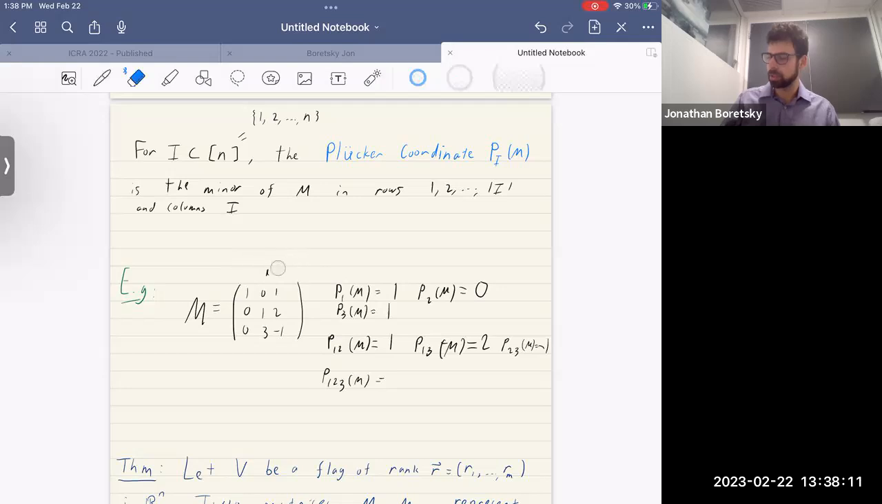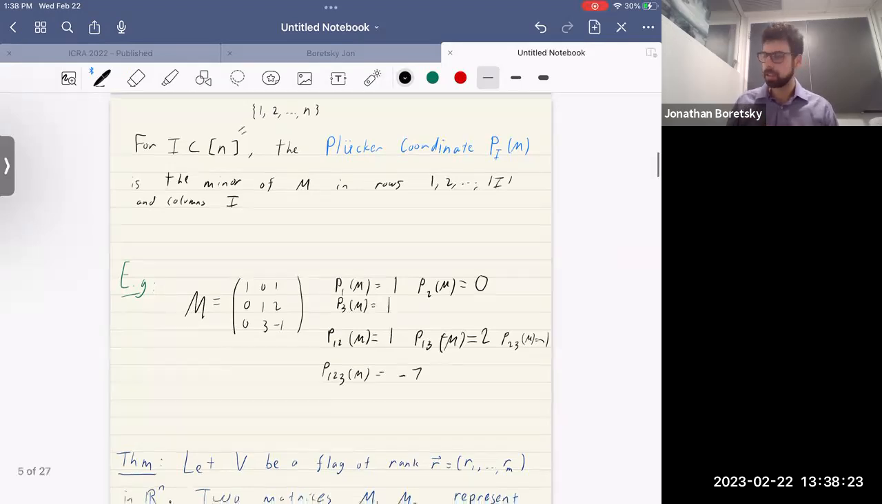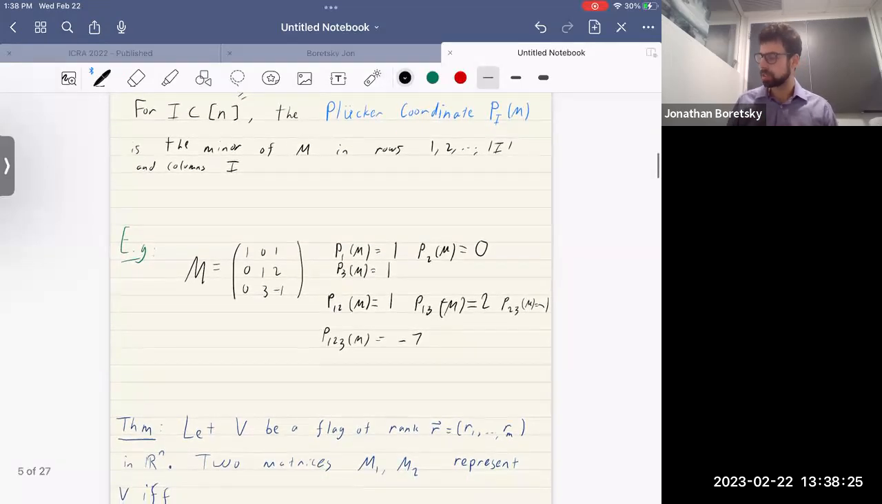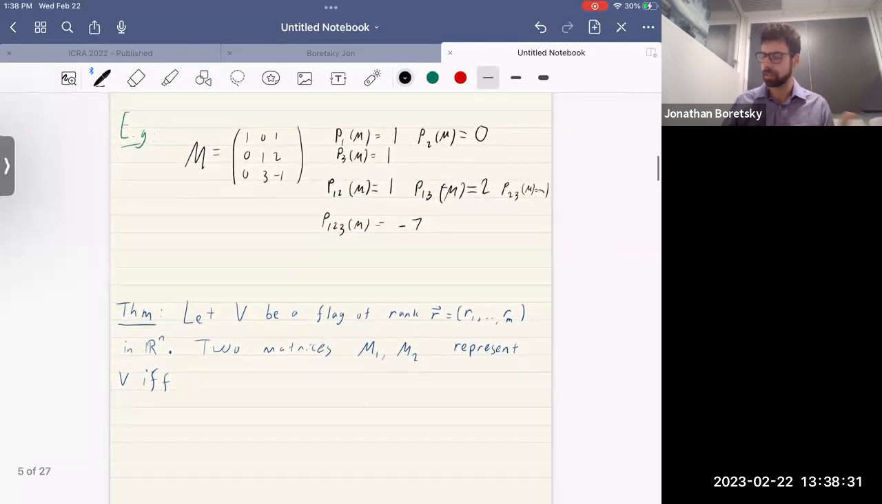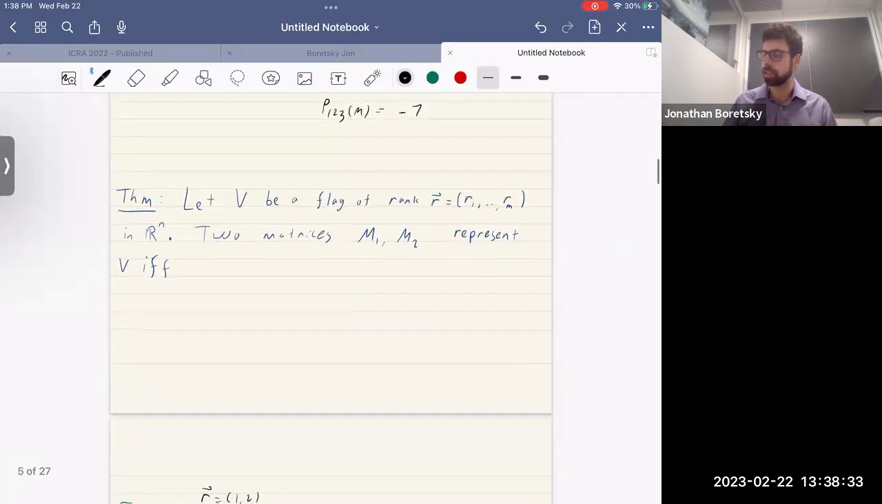And finally, P123 is going to be just the determinant of the whole thing, first 3 rows, first 3 columns. And in this case, that should work out to -7, if I'm computing correctly. Okay, so these Plücker coordinates, if I give you a matrix, it's easy to get the Plücker coordinates. Now let me make the case that these are actually good coordinates for the flag variety.